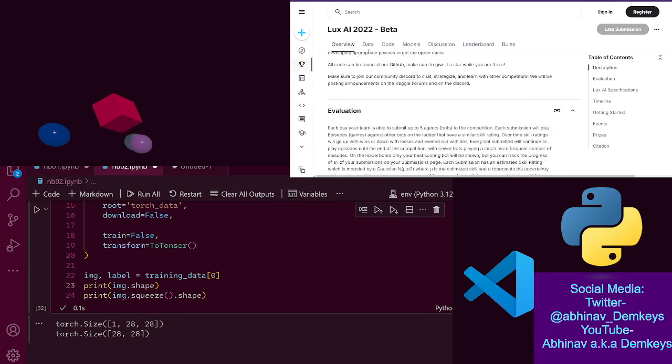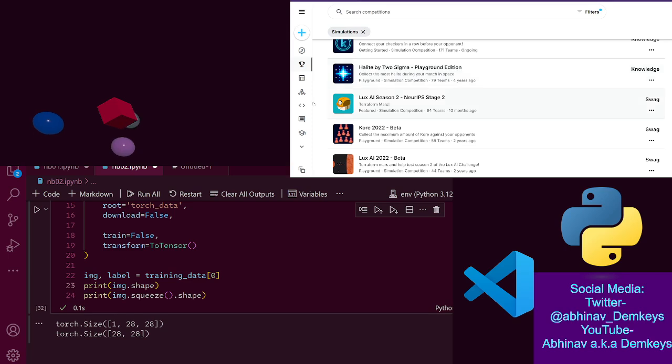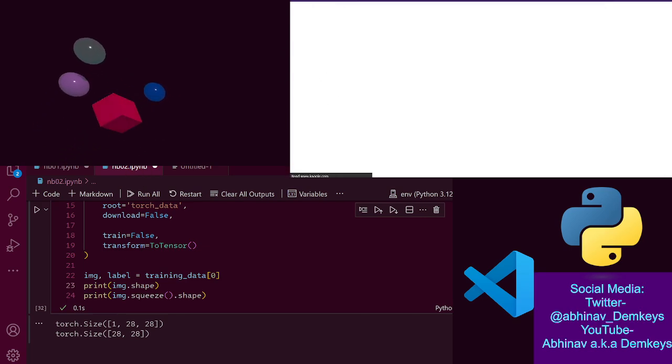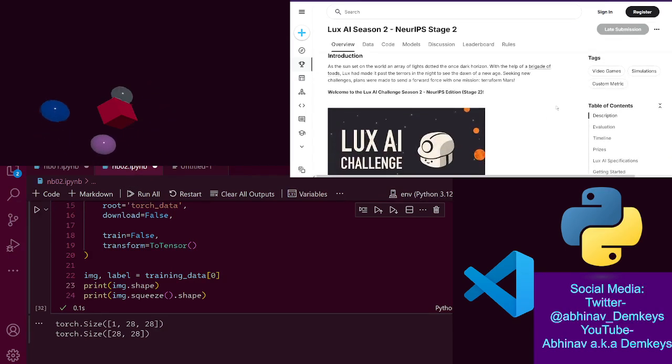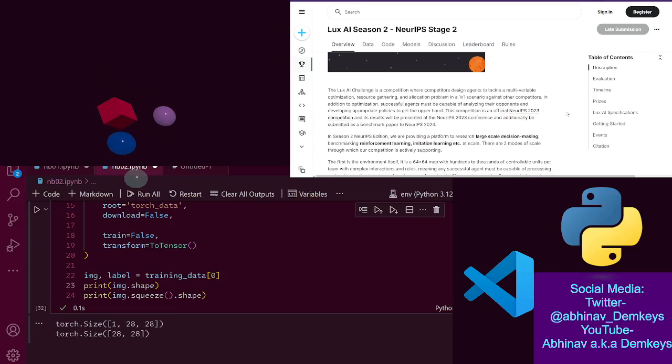Okay, yeah, so basically it's your agent. You have to develop an agent that can perform within a certain simulation. That's where the simulation part comes in. But either way, this is interesting. What does this say? This is a competition where so and so, so and so. Okay.